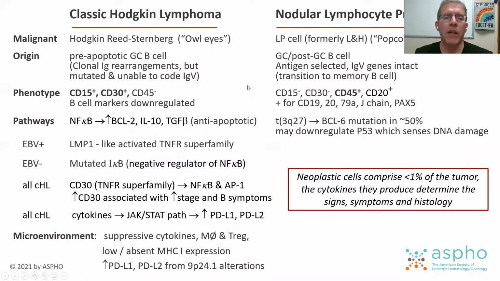This is meant to be a review slide. This is the one that you print out and study when you're cramming for the test. It talks about the malignant cell, the origin of the cell, the phenotype, and then the pathways that are involved, as well as components of the tumor microenvironment that contribute to immunity. Certainly, there's a little bit less information on the nodular lymphocyte predominant side because a little bit less is known, but this is meant as a cheat sheet slide.